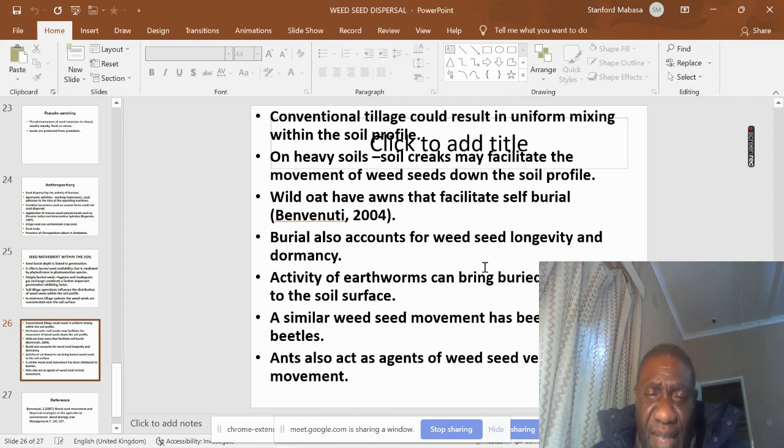Activity of earthworms can bring buried weed seeds to the soil surface. A similar weed seed movement has been attributed to beetles, similar to what earthworms do in moving seeds. Ants also act as agents of weed seed vertical movement. So here we are just talking of weed seed dispersal within the soil, which is very limited.